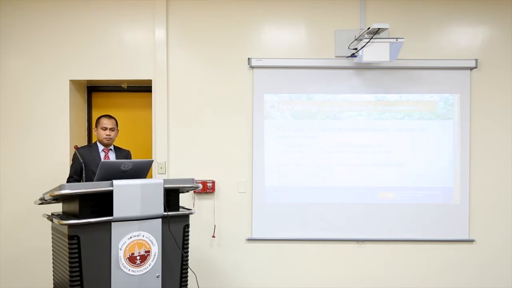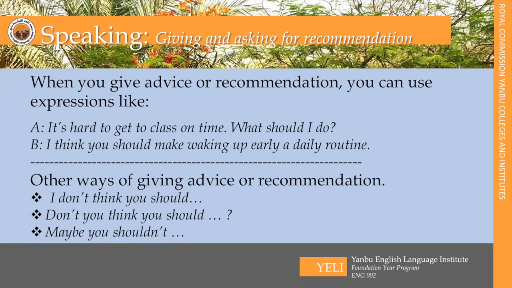For speaking, you should be able to give and ask for recommendations. When you ask for advice or a recommendation, you can use expressions like, what should I do? What should we do? Or where should we go? For example, it's hard to get to class on time. What should I do? Then when you give a recommendation or suggestion, you'd say, I think you should make waking up early a daily routine. Other ways of giving advice or recommendations are, I don't think you should, don't you think you should, or maybe you shouldn't.